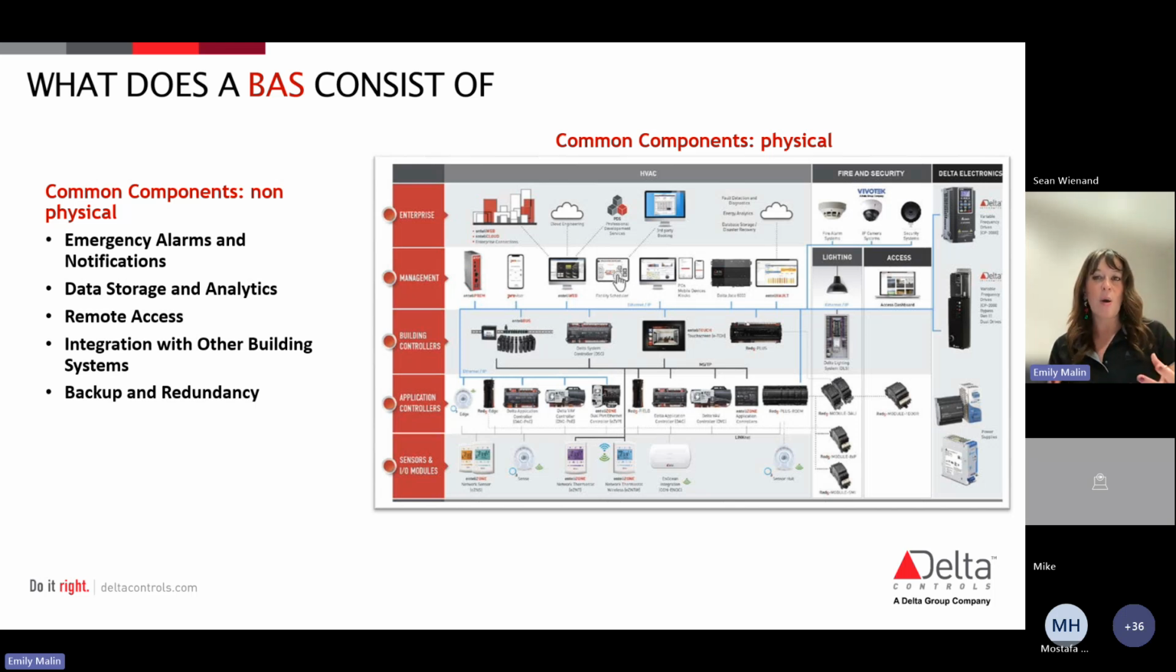So when we start to think about what a building automation system encompasses, some of these non-physical components can be just as important to the overall functionality of a building automation system as the physical components that you're seeing there on the right. Obviously, both important. I think that sometimes people just tend to forget about the non-physical, which is why I like to kind of hone in on them at first.